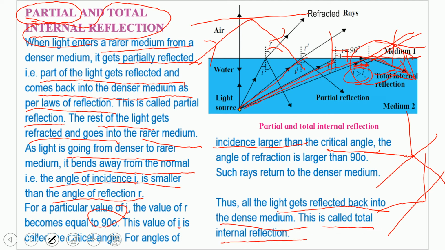That is, when light is passing from the denser medium to the rarer medium, at a particular angle of incidence the angle of refraction will be 90 degrees. Then that angle of incidence is called the critical angle. Now, if the angle of incidence is greater than the critical angle, there won't be any refraction. The entire light will be reflected into the denser medium. That is called total internal reflection. Sure, friends? That is very important. I hope you understand it, so we can go to the next part.